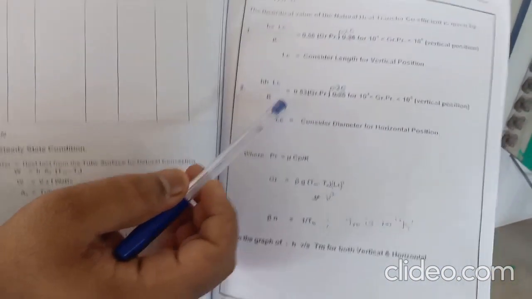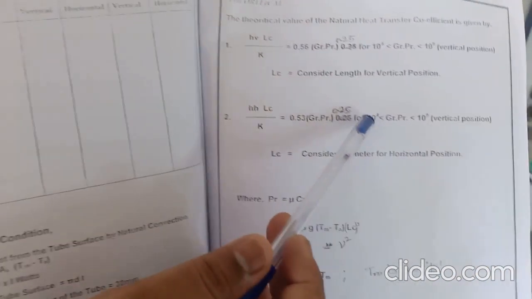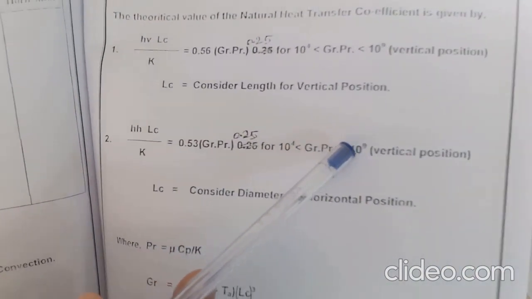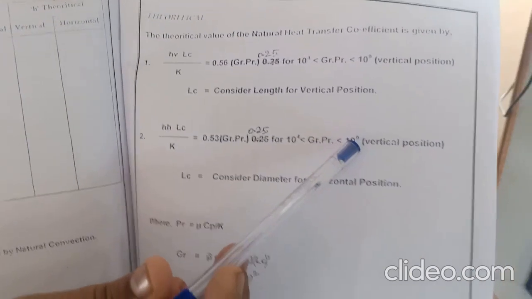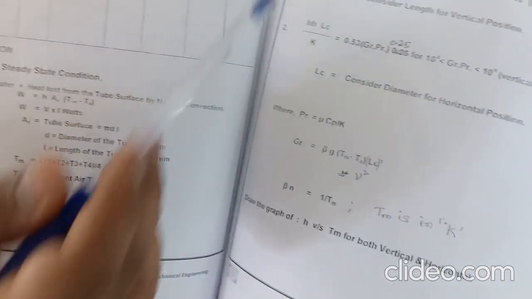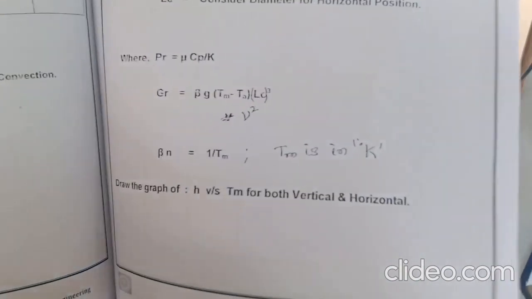hLc divided by k is equal to 0.53 (Grashof number times Prandtl number) to the power of 0.25, for 10 to the power of 4 less than Grashof number times Prandtl number less than 10 to the power of 9. This is for the vertical position, and this is for the horizontal position, for the heat transfer coefficient. These are all the terms, values and formulas we have to consider to get the heat transfer coefficient. Okay guys, you followed this explanation?